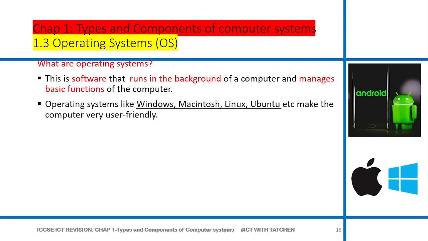What are operating systems? We've talked about this. Simply, when we talk about an operating system, we are talking about software or programs that run in the background of a computer and manage basic functions. First of all, operating systems are software. Next, they run in the background of the computer. Next, what are they doing? They're managing basic functions of your computer.